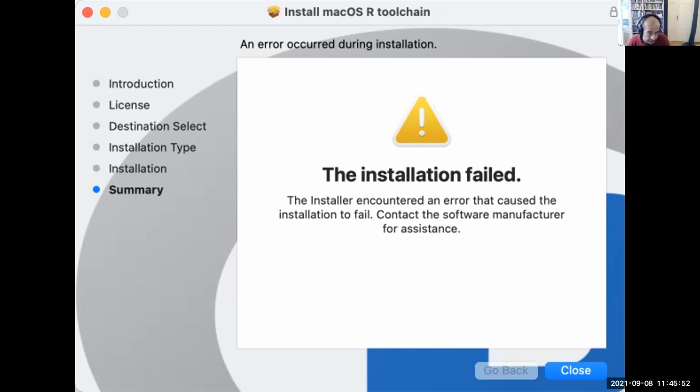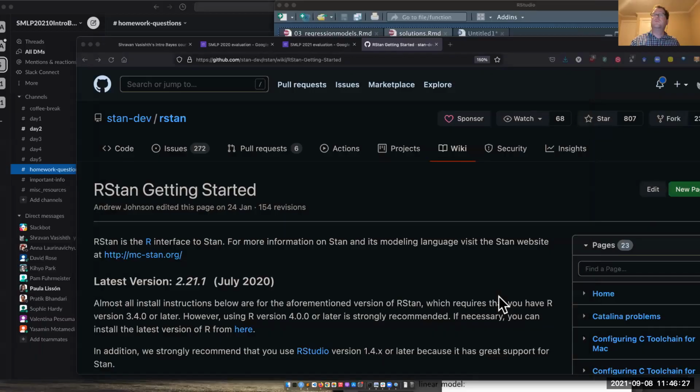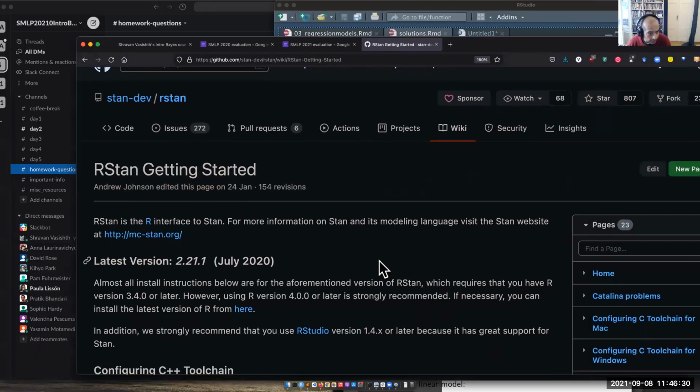No, hang on a second. I think I can recreate the workflows. So it says RStan getting started. Maybe I would like to share the screen now. Sure. RStan, where's the quick start? Okay, maybe this is the one, right? So let's see. Let's share the screen.